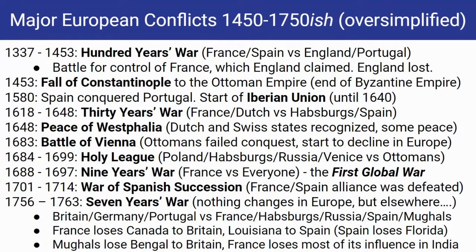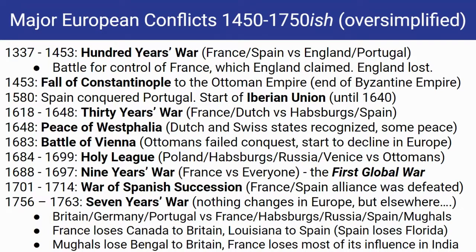1701 to 1714 is an important one to know. That was a brief period of time where France and Spain tried to merge into one larger state, and the other European powers weren't having it. And so that alliance was defeated in 1714.